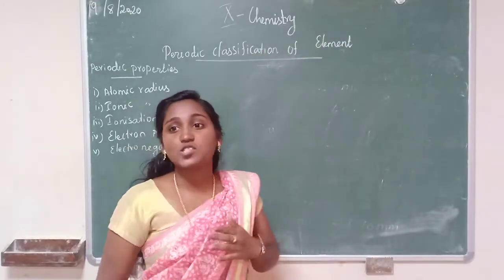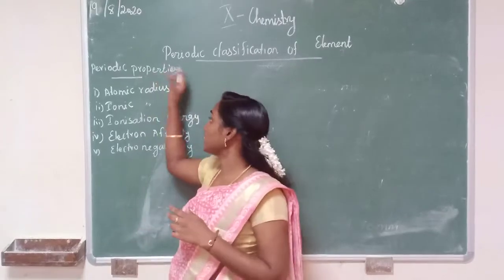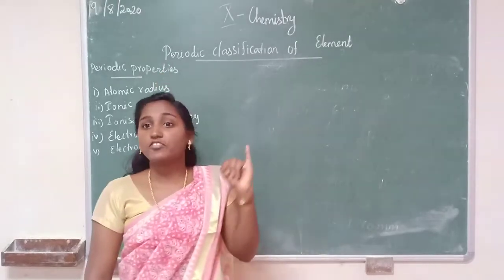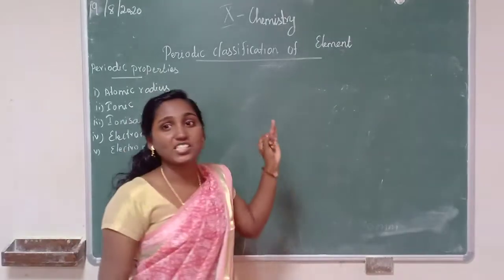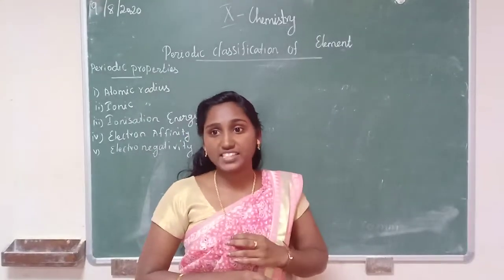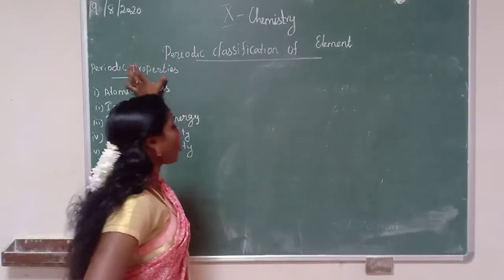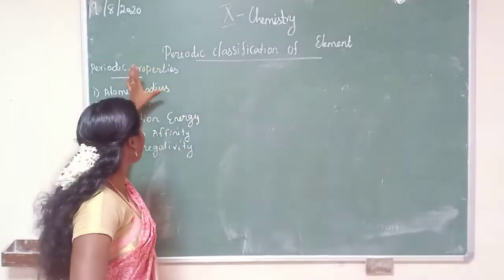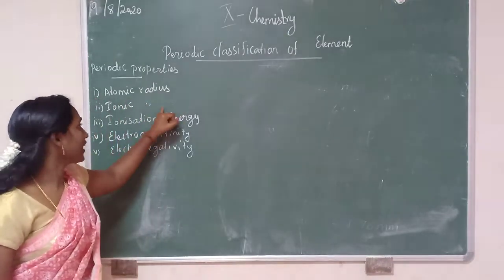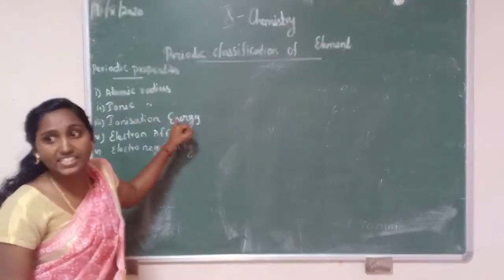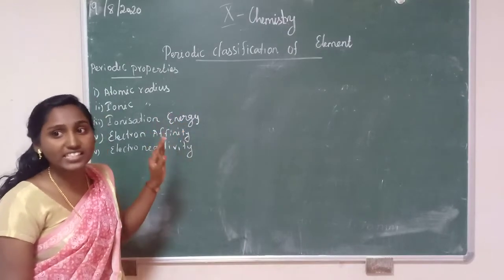In the last class, what are the things we discussed about this lesson? That is features of groups, features of periods, then periodic properties. So a lot of things in the last class we discussed. For that, the periodic properties, just remember it. What are the periodic properties we studied? Atomic radius, ionic radius, ionization energy. These three topics in the last class we discussed, right?